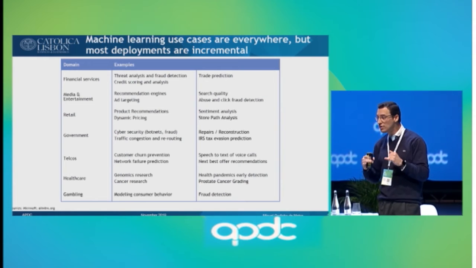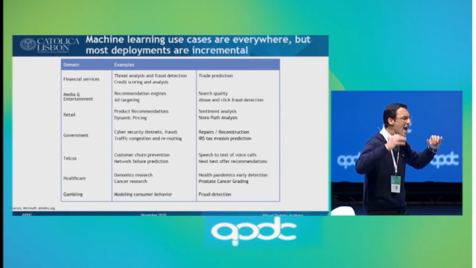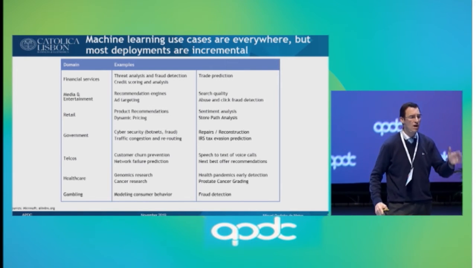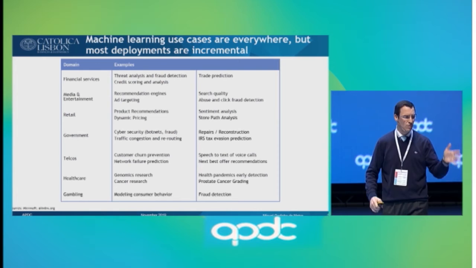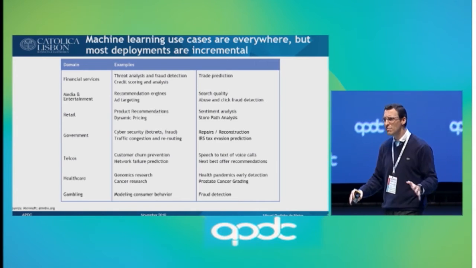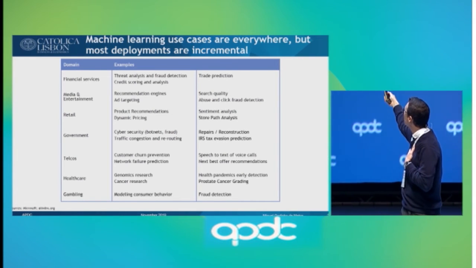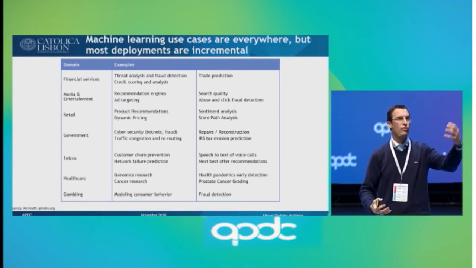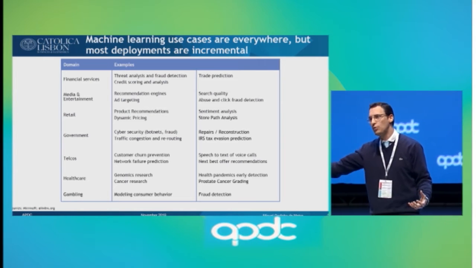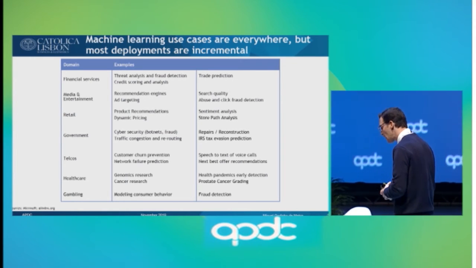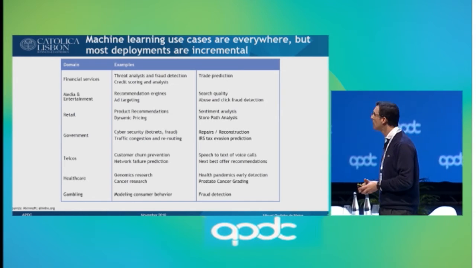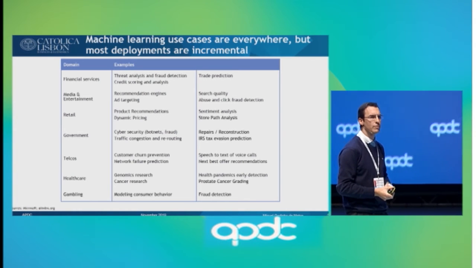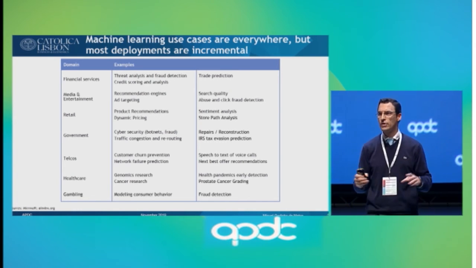We are seeing use cases of machine prediction everywhere in the economy, from financial services, media, retail, government, telcos, healthcare, gambling, you name it. And all of these examples that I'm citing over here are the same technologies being used with different input data and different output data at the end, different labels. Now, if you go through this table and you look carefully, you'll see that none of these are transformational.